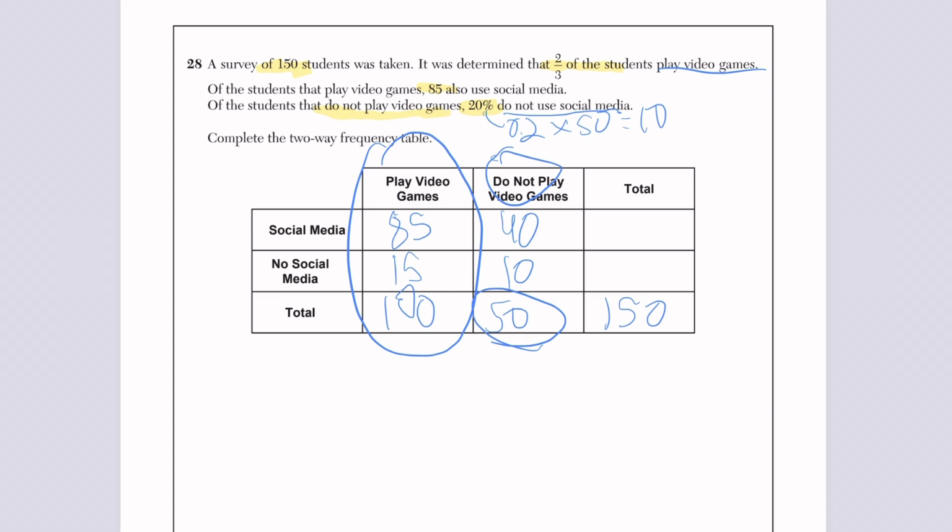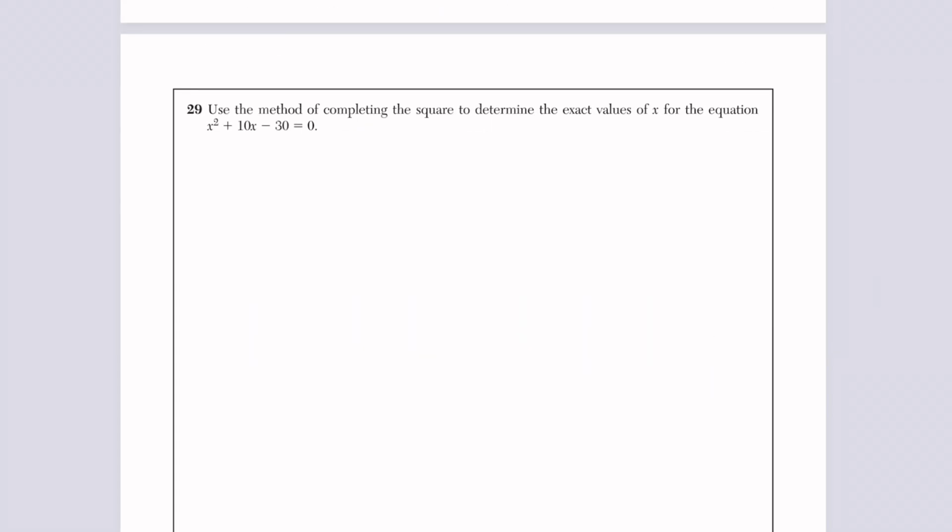And now we can fill out the rest. 85 plus 40 is 125, and 15 plus 20 is 25, and this makes sense because that equals to that. Use the method of completing the square to find the exact value of x.